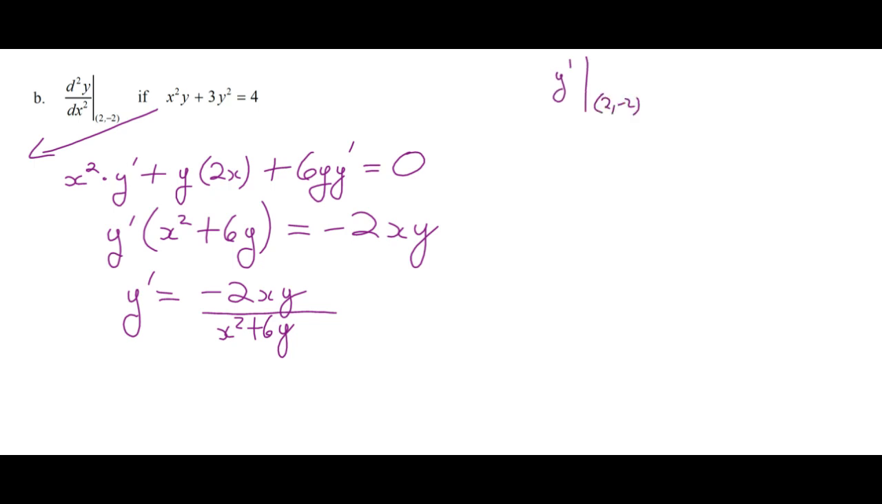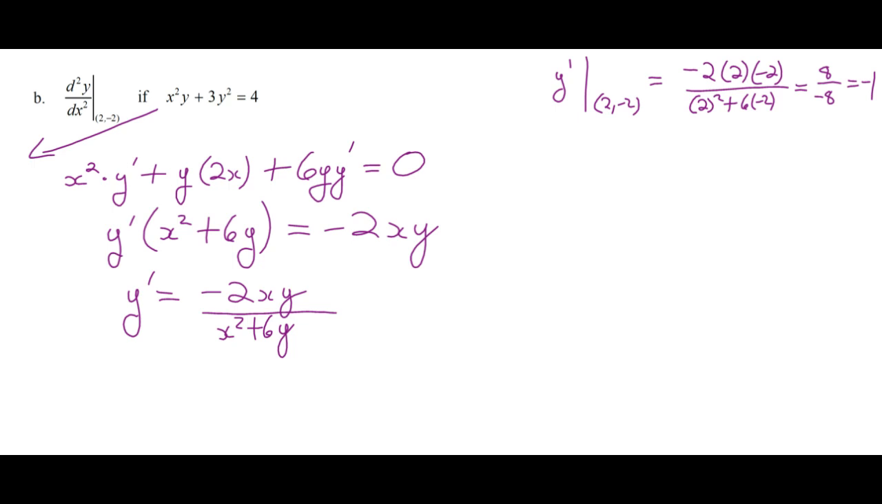All right, so it's negative 2x, which is 2, y, which is negative 2, over x squared, so 2 squared, plus 6 times negative 2. Okay, so this is the value of y prime at the point 2, negative 2. So we got 8, and we've got 4 minus 12, negative 8, is negative 1. So when we do y double prime, keeping in mind that we're going to be evaluating at a certain point, we're going to have y primes in there, but we can just replace them with negative 1s, right? Because we know that at that point, y prime is equal to negative 1.